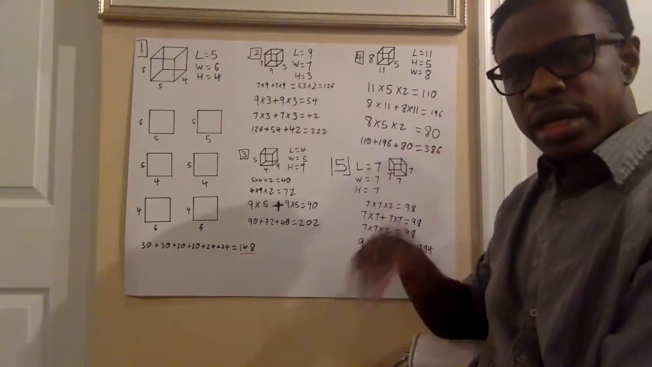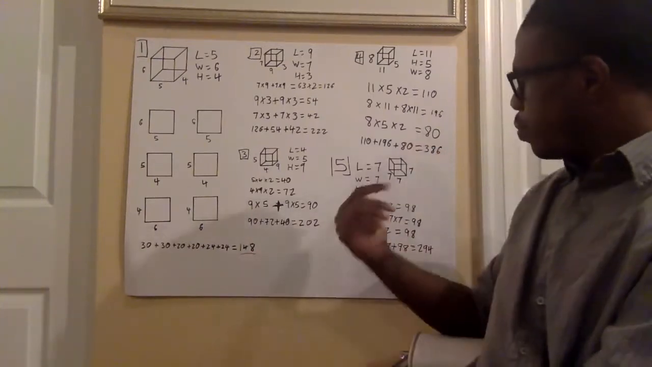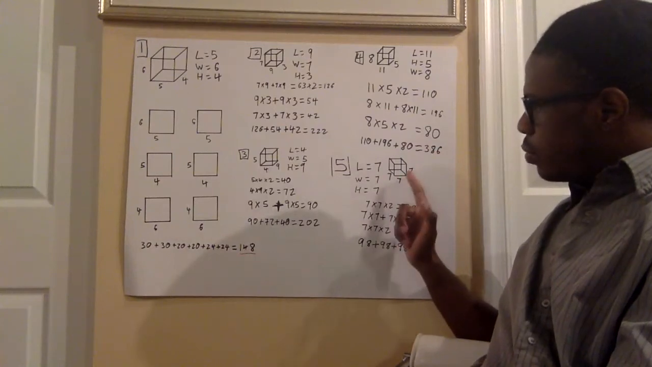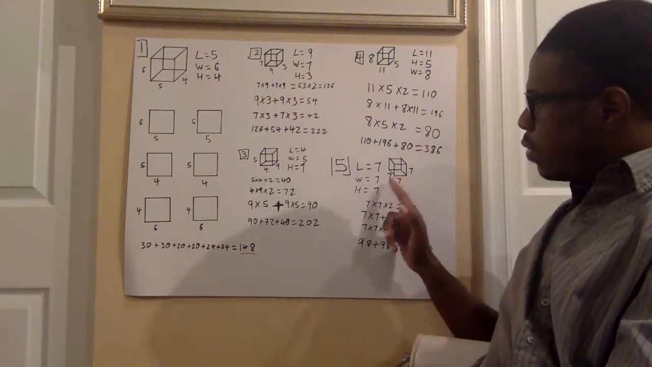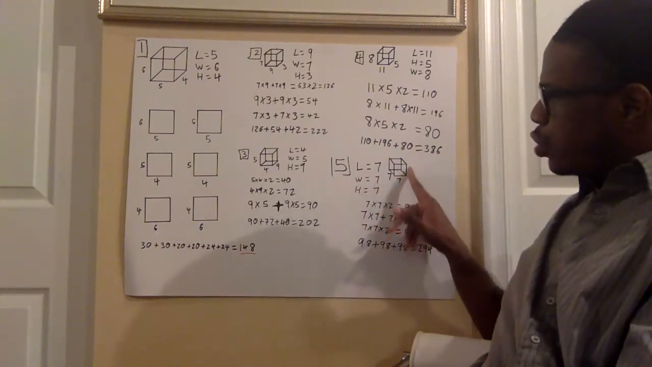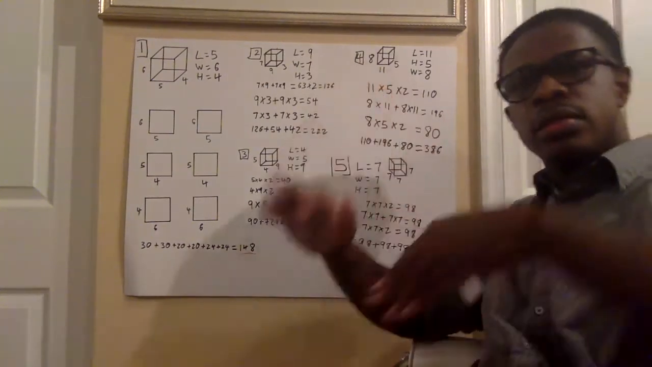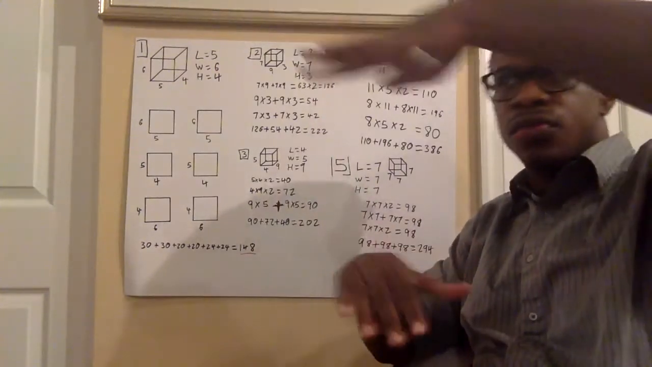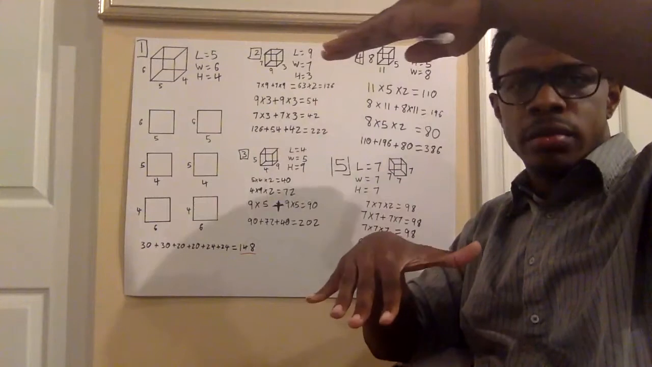Now, let's say it's a perfect square. All length, width, and height is the same. So it's going to be the same as before. 7 times 7, which is 49. And then 49 times 2 is going to give us 98. So we know the surface of the front of the box, 98. And then we'll do the top and the bottom. 7 times 7 is 49. This is 49. This is 49. Add them together, we get 98.